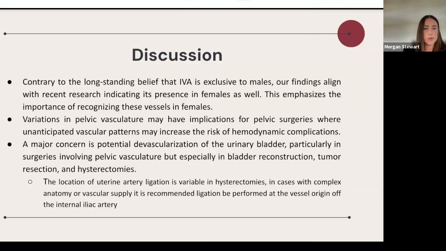And then, pelvic vasculature, like I mentioned, has implications when there are variations. Pelvic surgeries with unanticipated vascular patterns can increase the risk of hemodynamic complications, which is obviously not ideal. A major concern is potential devascularization of the bladder, and that is more at risk in surgeries involving pelvic vasculature, but more common in bladder reconstruction, tumor resection, and hysterectomies.